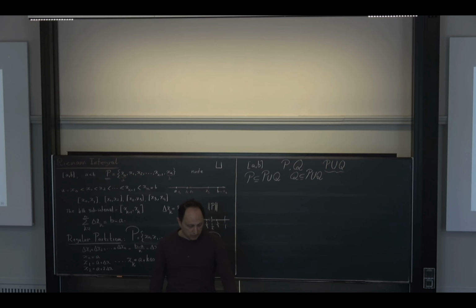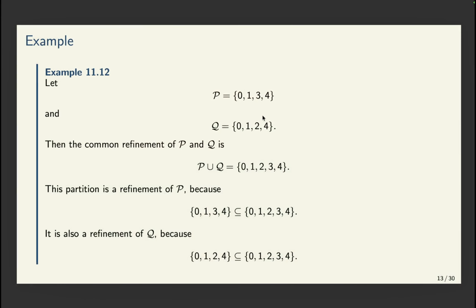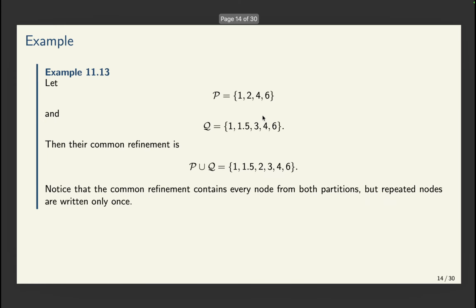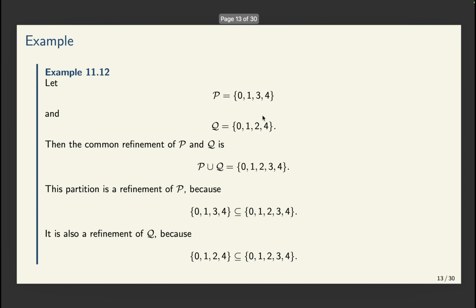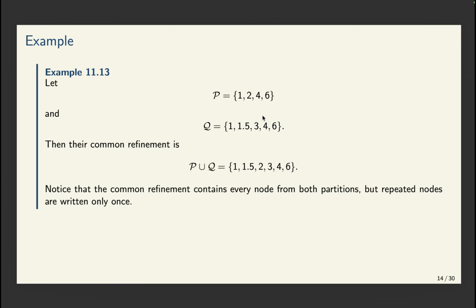Okay, so I have given you an example here. I think we can just immediately skip this one. If I give you two partitions, you union them and arrange them in a strictly increasing order, then you have the common refinement. Okay?